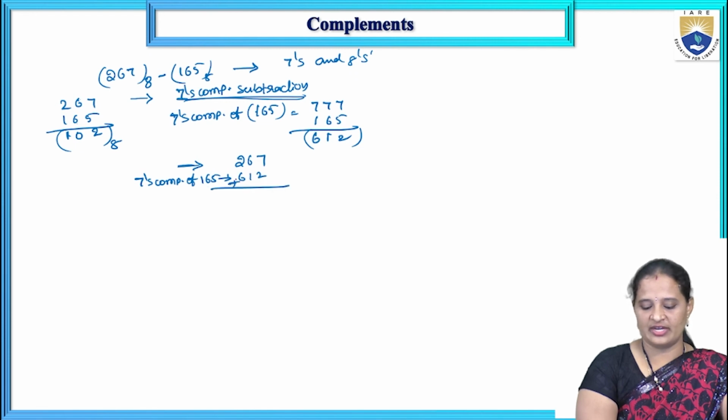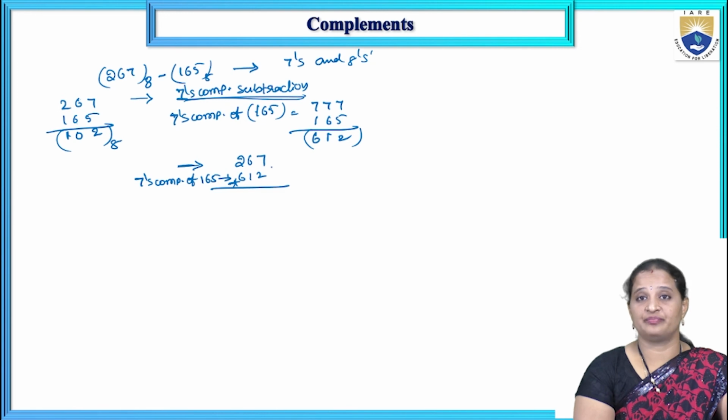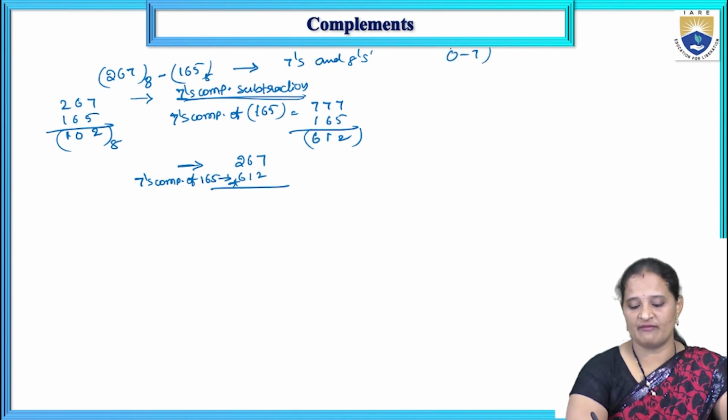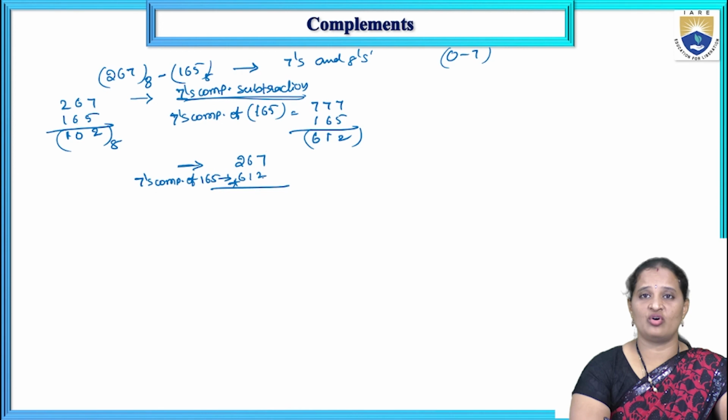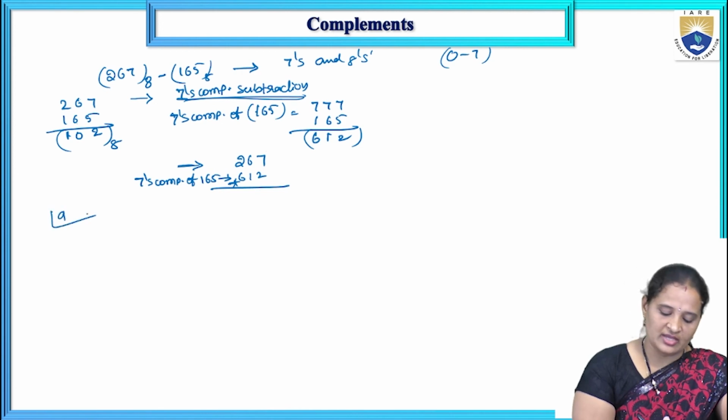Now we have converted the negative number into positive number. 7 plus 2, it is 9. Is it a valid octal number? No, it is not a valid octal number. Valid octal digits are 0 to 7 only. But what is the sum we have got here? 9. So 9 is a decimal number.